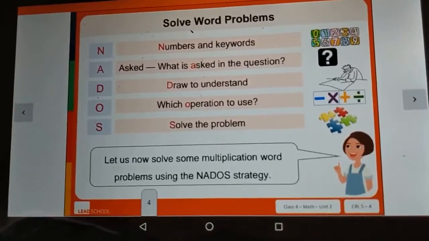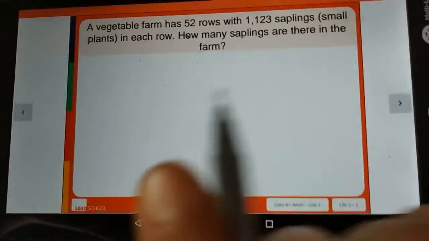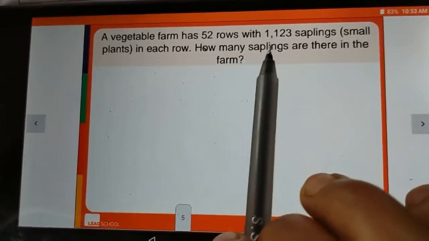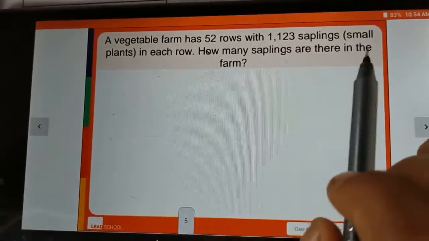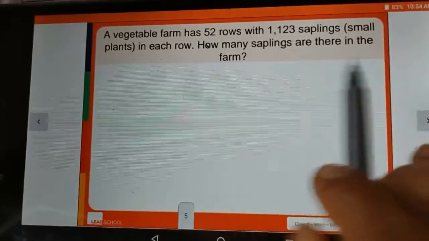So here let's now solve a multiplication word problem using the NARROW strategy. Here is one example. The vegetable farm has 52 rows with 1123 saplings, small plants, in each row. How many saplings are there in the farm?